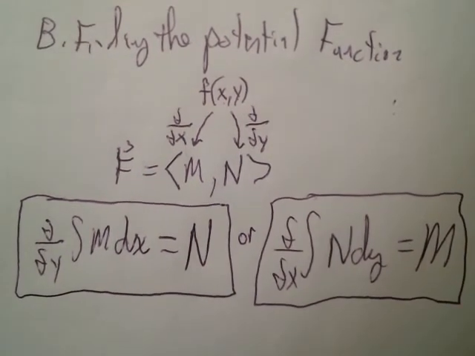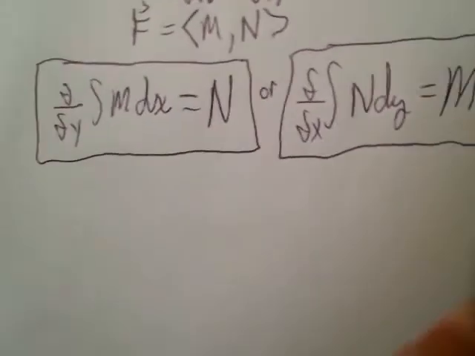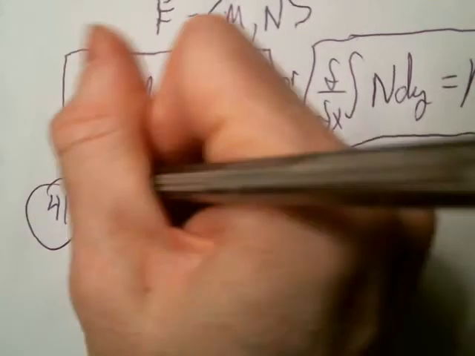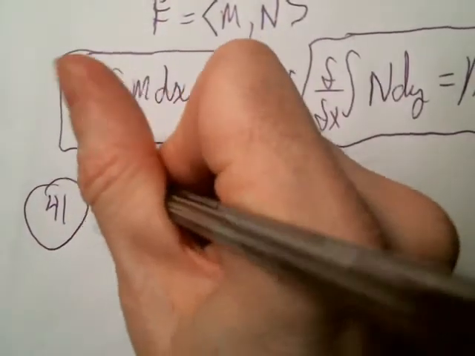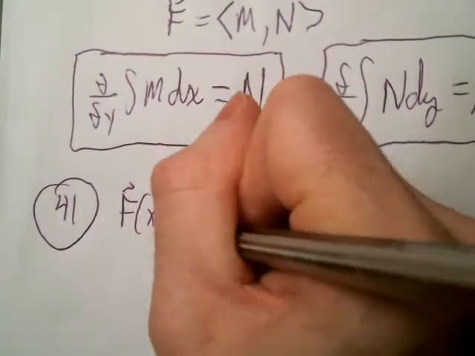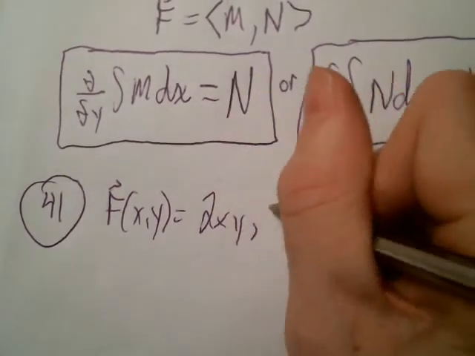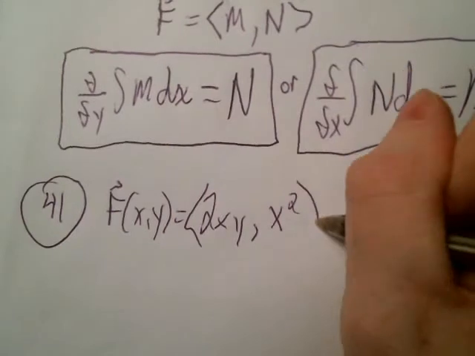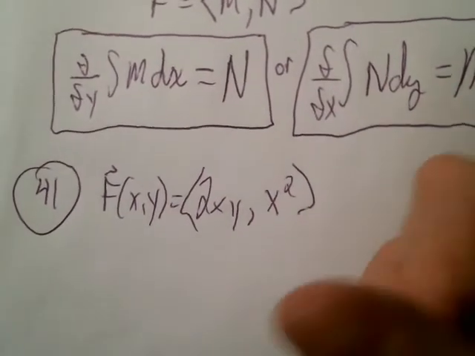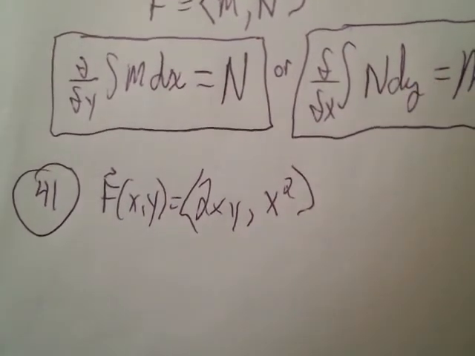Okay, so let's try one of these. Let's try 41. I have f of x comma y equals 2xy comma x squared. I need the potential function. First, you've got to make sure it's conservative before you try this.